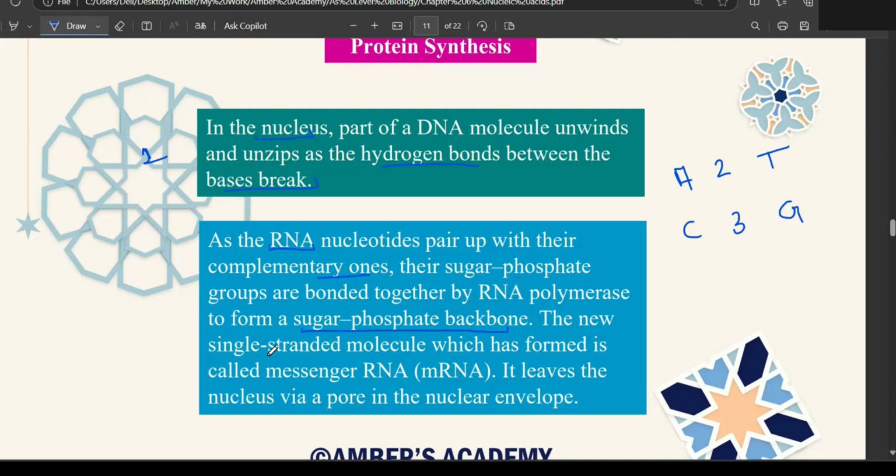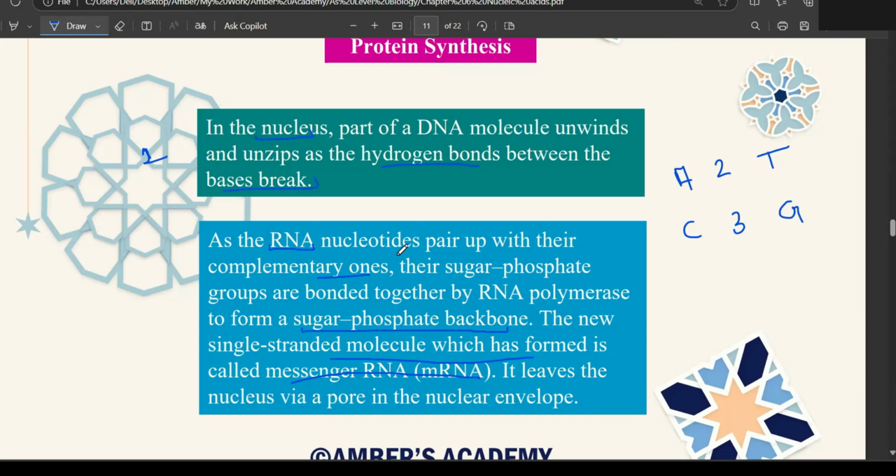We'll do it. The new single-stranded molecule which has formed is called messenger RNA. So one other step, right after the hydrogen bonds are broken, you need to remember that a single-stranded molecule is formed, and that single-stranded molecule is known as mRNA, and it leaves the nucleus via a pore in the nuclear envelope. So you have RNA nucleotides inside your nucleus, and those RNA nucleotides are going to pair up with their complementary ones. We know how the complementary pairing takes place between the nitrogenous bases, right? We already know about this fact.